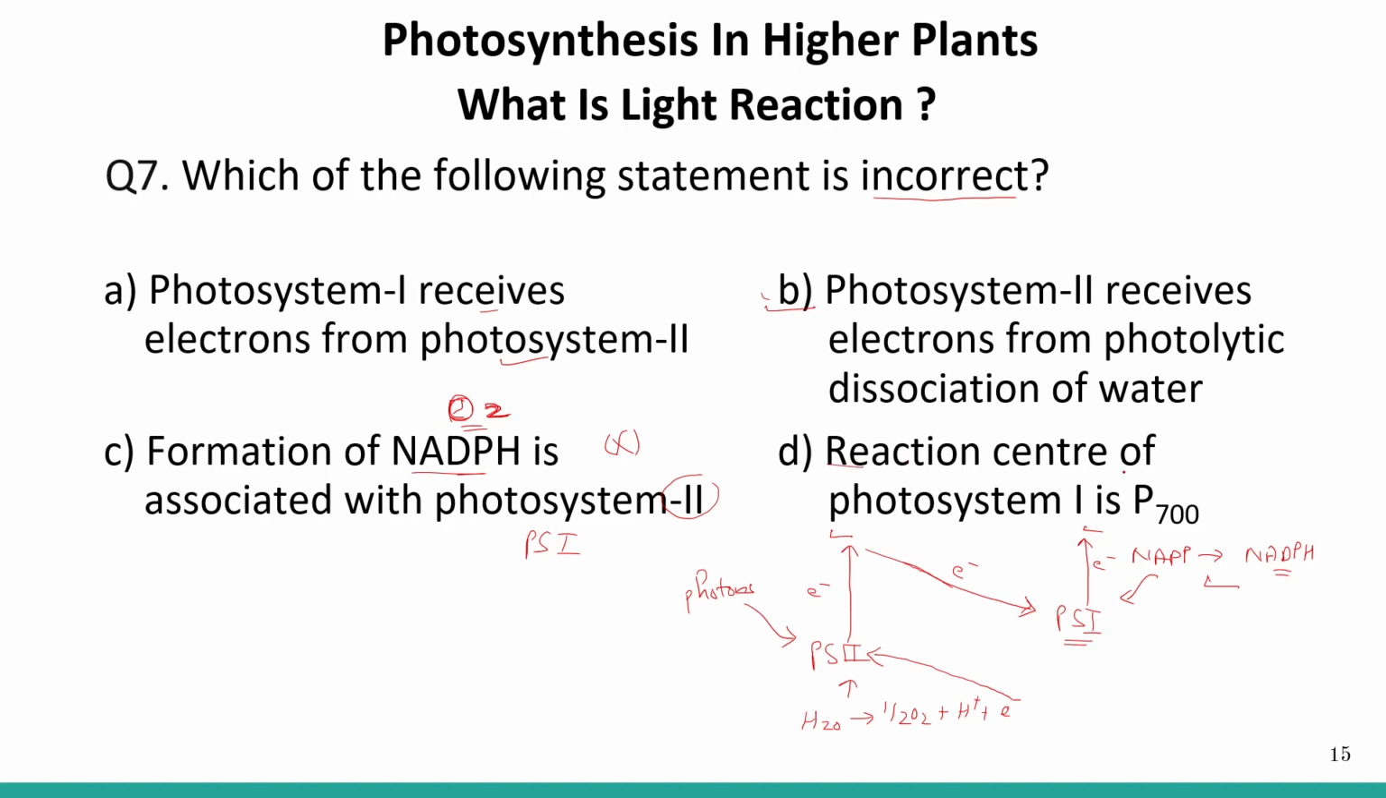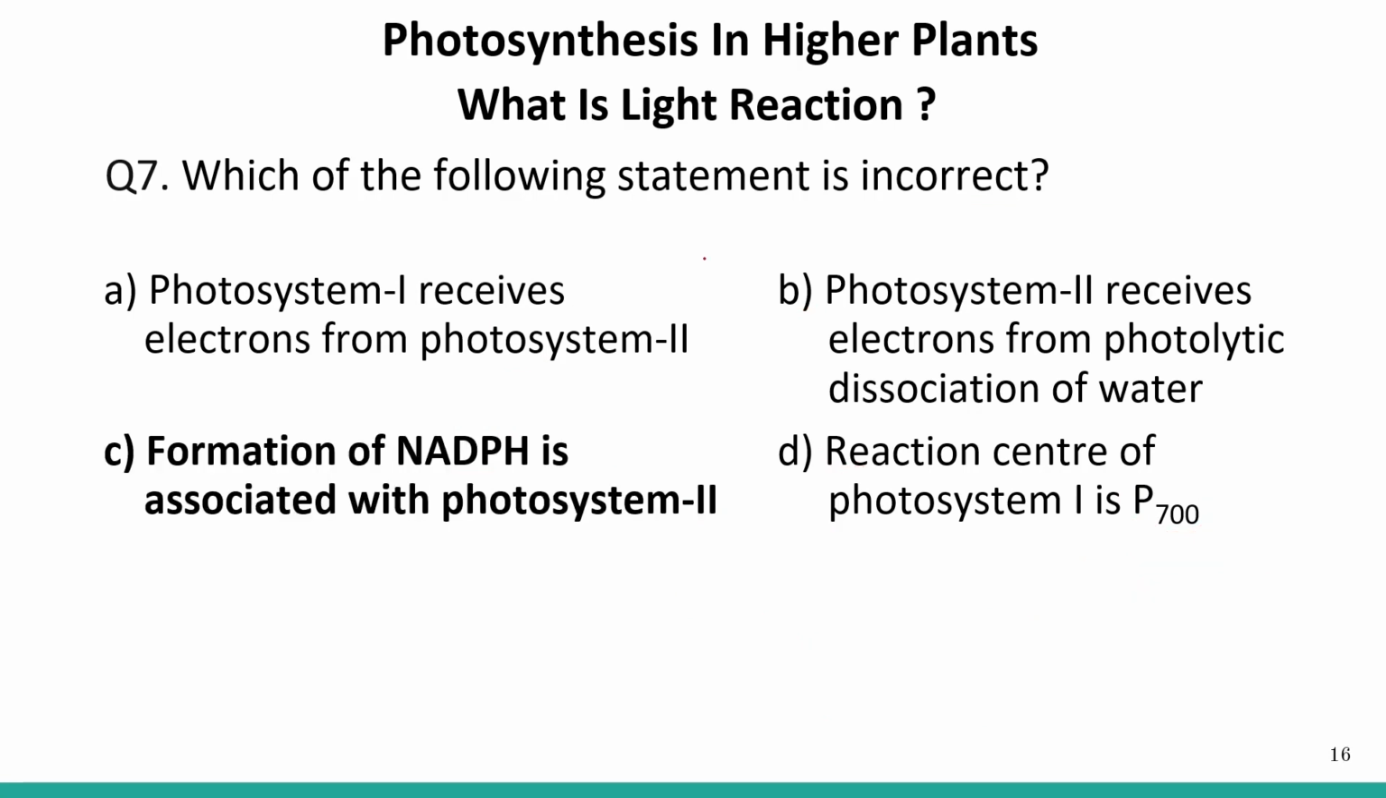Fourth option is reaction center of photosystem 1 is P700. So this is also true. Photosystem 1 has a reaction center P700, means it has a maximum absorption at around 700 nanometer, whereas PS2 has P680. Alright, so what should be the correct answer here? Option C is the incorrect statement and is the answer to this question.